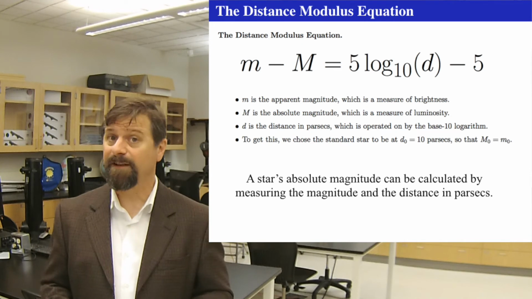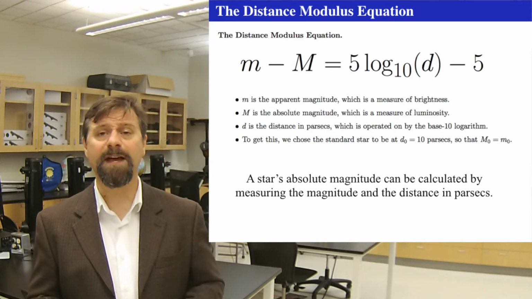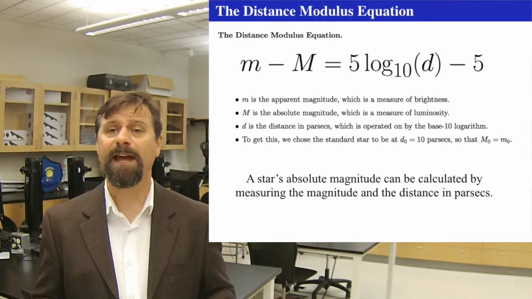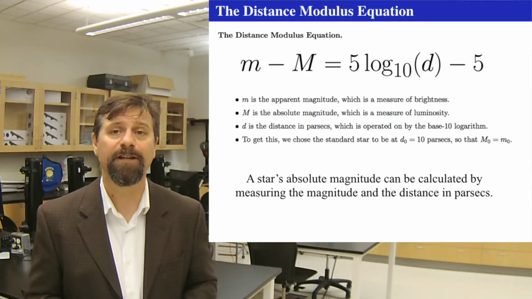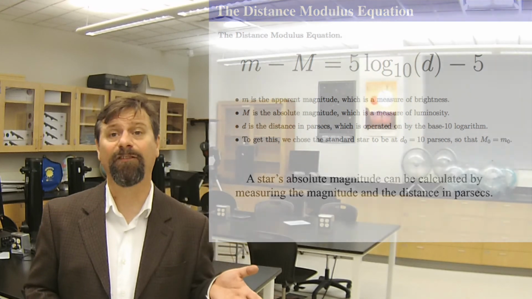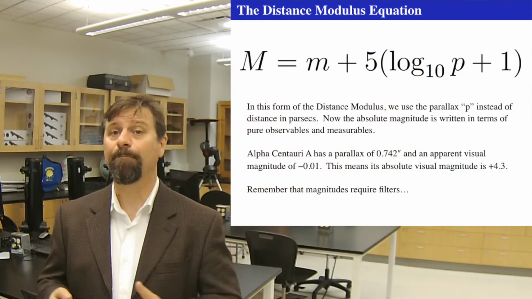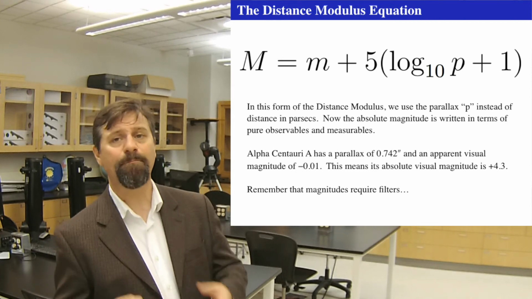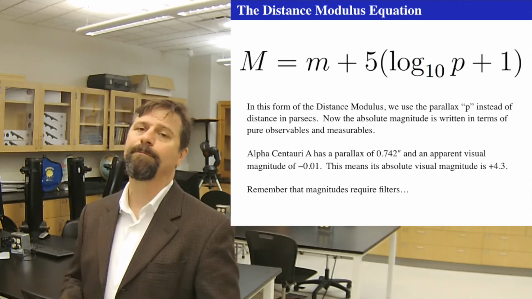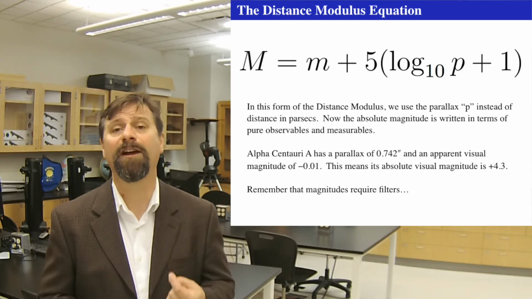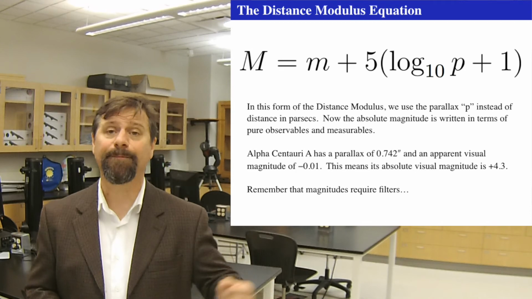But if we know the distance of something, and we can measure the brightness in apparent magnitudes, then we have the absolute magnitude. And that's really something we can use. So absolute magnitudes are important. If we know the parallax of a star, the parallax is the inverse of the distance in arc seconds. So if we know the parallax, we can take the base 10 logarithm of the parallax, add 1 to it, multiply that by 5, and then add the apparent magnitude to that. We get the absolute magnitude.